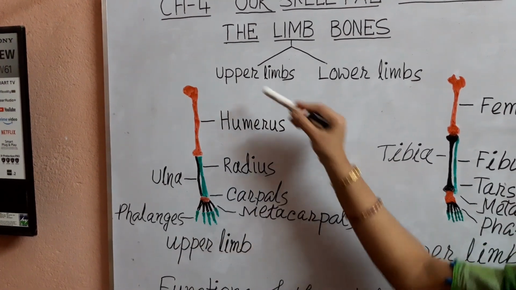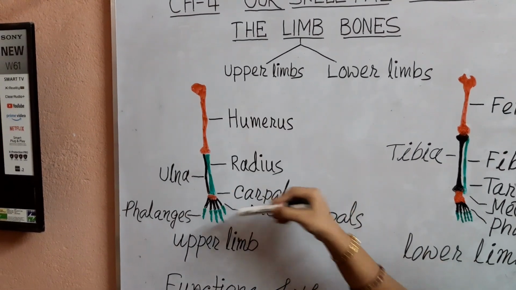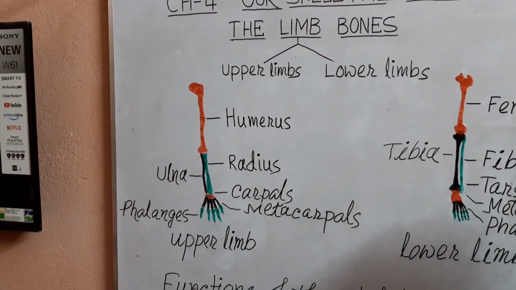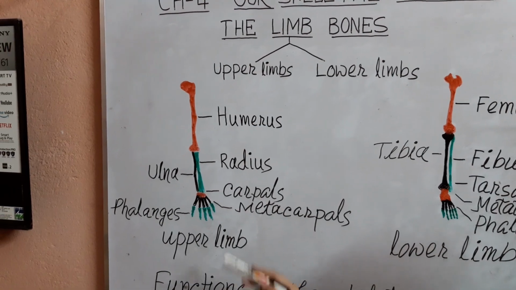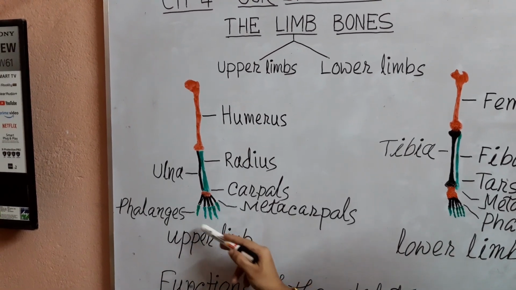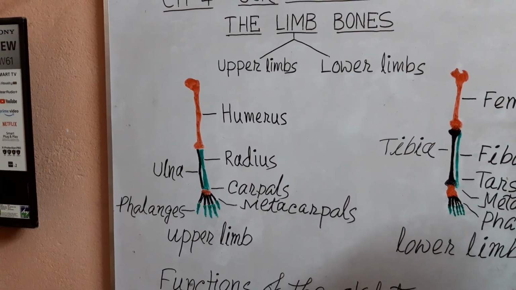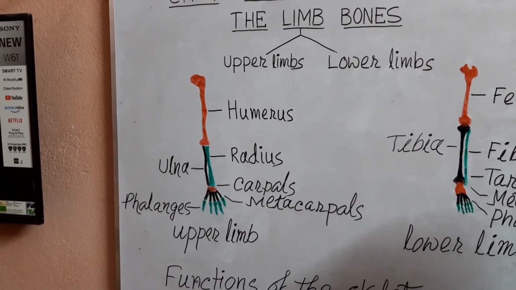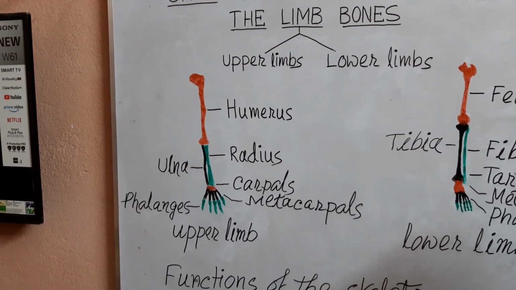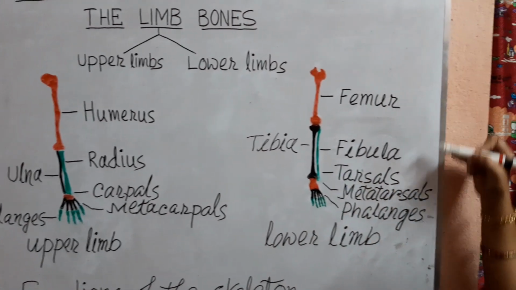The total arm or upper limb helps us to do different activities. The strong bones present in our palm help to catch and pick and do different works. Understood? Now come to the lower limb.